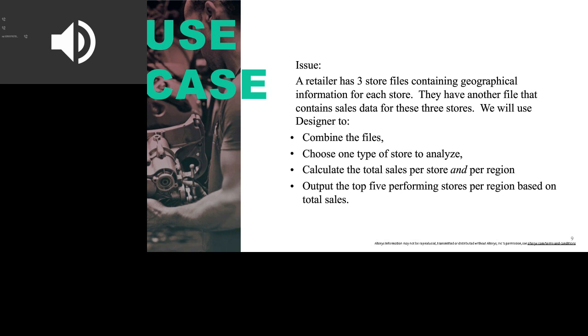We will choose one type of store to analyze, to take a look at the details of the sales, and we'll calculate the total sales per store and per region. And we'll be outputting the top 5 performing stores per region based on total sales. So let's begin. I'm going to share my screen right now.